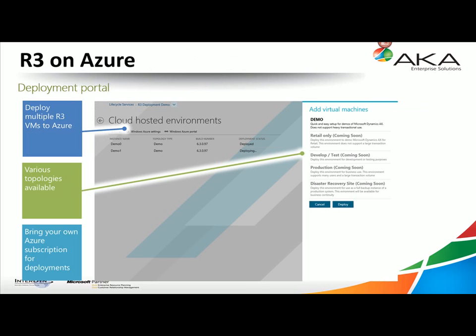Also, you're able to host these environments on Azure in the cloud. So you can deploy even multiple R3 environments in Azure. You can do this for testing, for developing, but you can also use this for disaster recovery. So you could technically run AX 2012 R3 on-premise, but then have in the cloud on Azure a disaster recovery environment that is kept up to date.